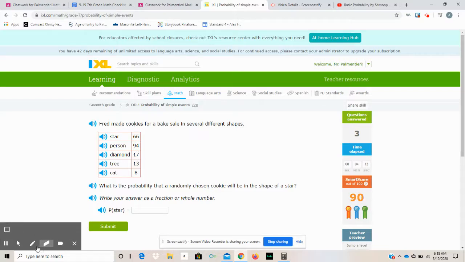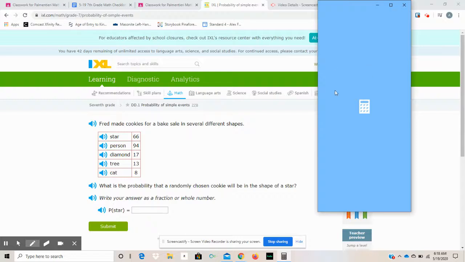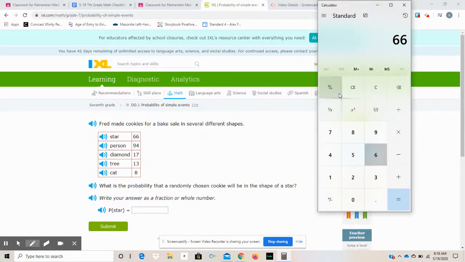So again, it's the same type of question, but the numbers get bigger. That's all. So I mean, you can use a calculator. I'm just going to use one for speed and accuracy here. Type in the right numbers though. All right, let's clear that up. 66 plus 94 plus 17 plus 13 plus 8.